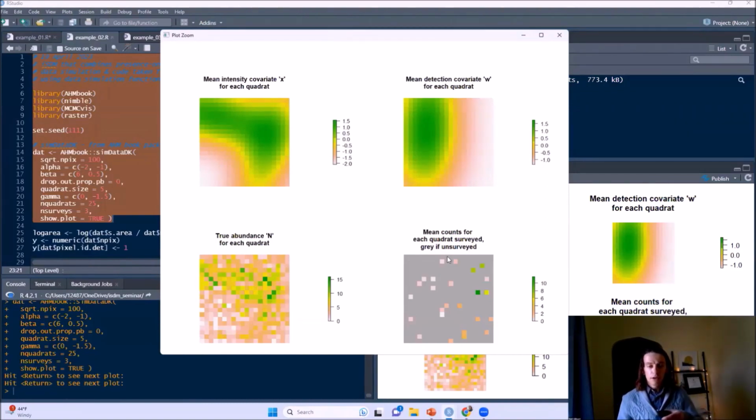And then the bottom right, we've got a summary of our count data. So you'll notice that we have a pretty small number of quadrats across this landscape that are surveyed. And then last of all, we've got those same two covariates I mentioned previously, but aggregated to this coarser scale.